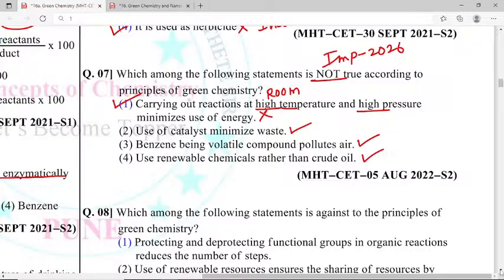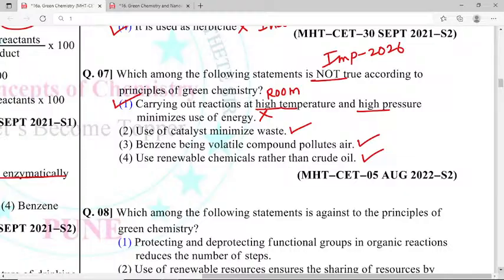Okay, get it even. Which among the following statements is not true according to the principle of green chemistry? Option number 1, carrying out reaction at high temperature. No, this is not true. Carrying out reaction at room temperature and room pressure, that's the optimum pressure. Okay, clear?